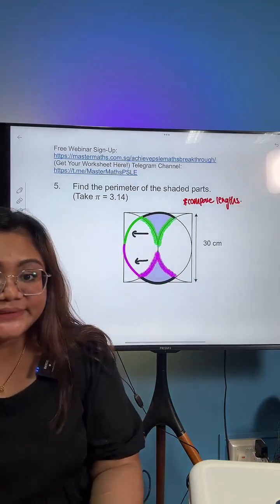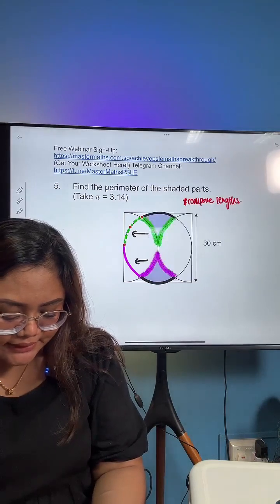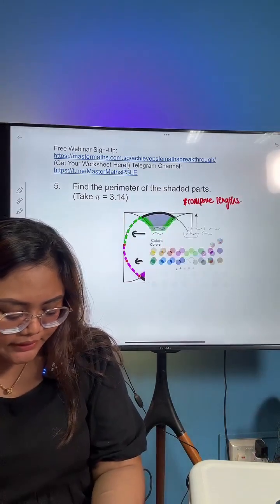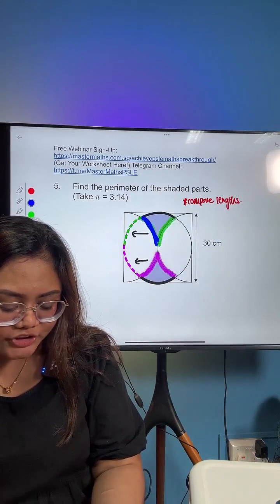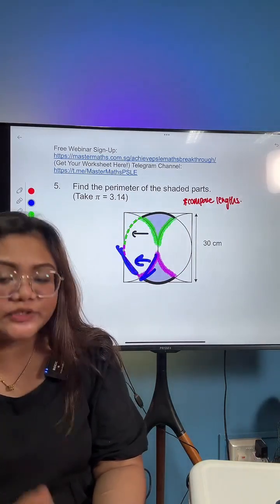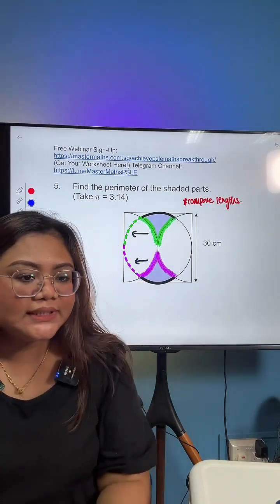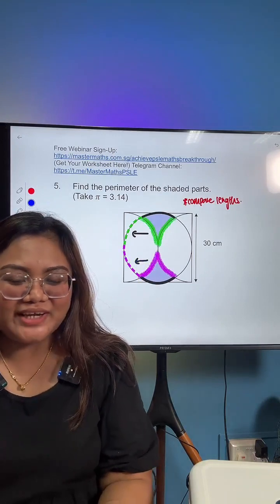Can everybody understand? Okay, let me use dotted lines to show you guys. This all will be dotted, to show you that this green one, I shift out, I will get this part. The purple one, I shift out, I will get this part. So I'm comparing the length and I realize it's the same. Okay? Very good, you are correct.